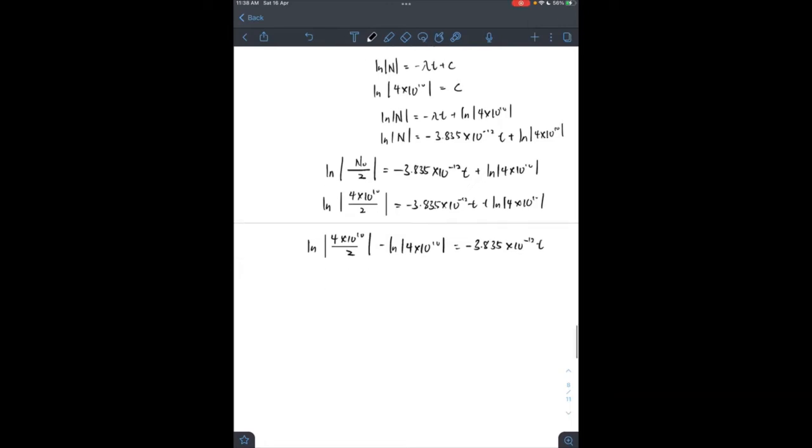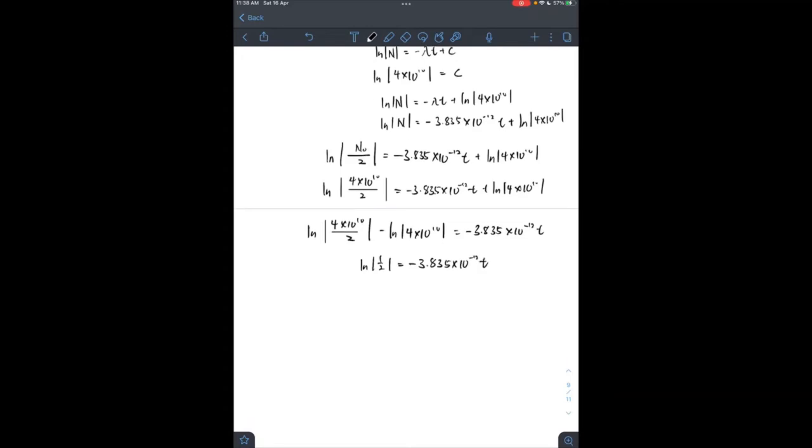Okay, so the ln of 4 times 10 to the power of 10 divided by 4 times 10 to the power of 10 will become ln 1 over 2, which is equal to negative 3.835 times 10 to the power of 12 t. So we move the constants to the left hand side. We will get t equals 1.8074 times 10 to the power of 11 seconds.